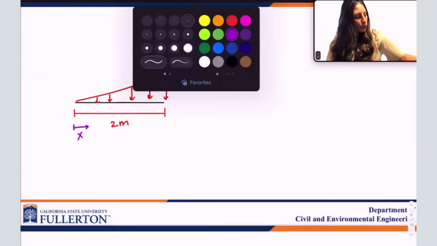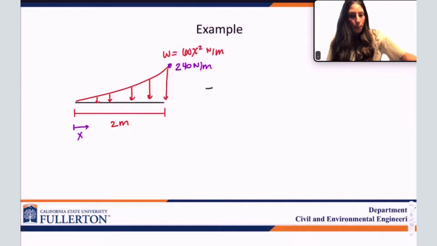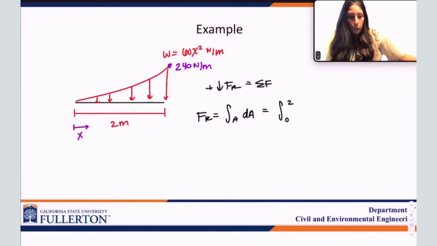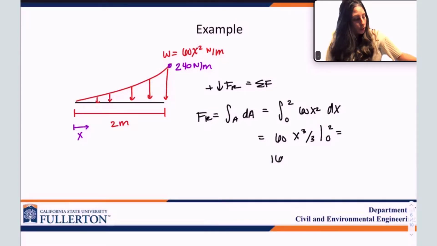We're going to say that positive is down for FR, which is equal to the sum of all forces on the element. So FR is equal to the integral of dA, the equation I had written for you previously. So, the integral from 0 to 2 of 60x squared dx. When I integrate this, I get 60x cubed over 3 from 0 to 2 meters, and I end up getting 160 newtons. This is the value of my resultant.